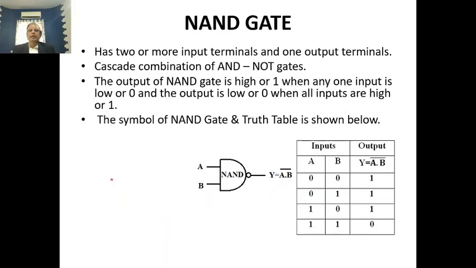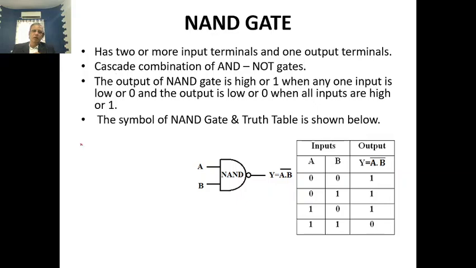Then this NAND gate, and the next one is the NOR gate. The NAND gate and the NOR gate are called universal gates. Now this is the 2 input NAND gate, and the NAND gate is the cascade combination of AND and NOT. Means the output of the AND gate is given as the input for the NOT gate, and the output of this NOT gate is the output of the NAND gate.